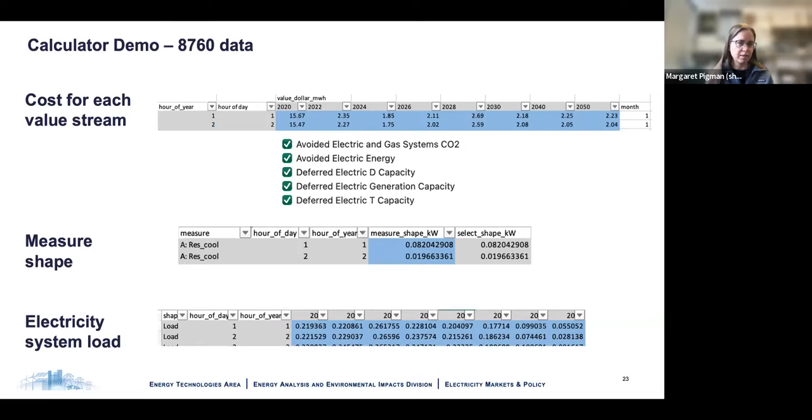The next several input tabs are for hourly data. There's hourly costs for each of the 5 value streams, up to 8 years of them. There's the hourly measure shapes for the 6 measures, only for 1 year, as JP mentioned. And then there are 8 years of electricity system load shape, which is not used in the NPV calculation or any of the value calculations, but is used in some of the visualizations. Next slide, please.